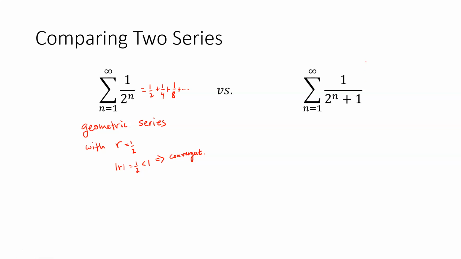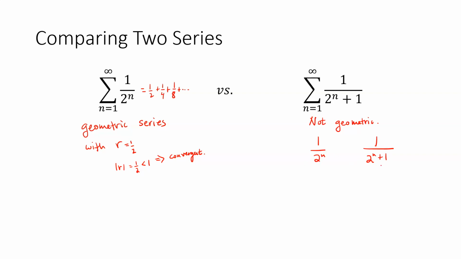But let's take for a moment a series that looks very similar but is slightly different. Notice that this one is no longer geometric. So I can't use the same argument that we did over here to say that it's convergent. But what I can do is compare the terms of this series with the terms of the geometric series that we know about. So how do those two terms compare? How does 1 over 2 to the n plus 1 compare with 1 over 2 to the n?